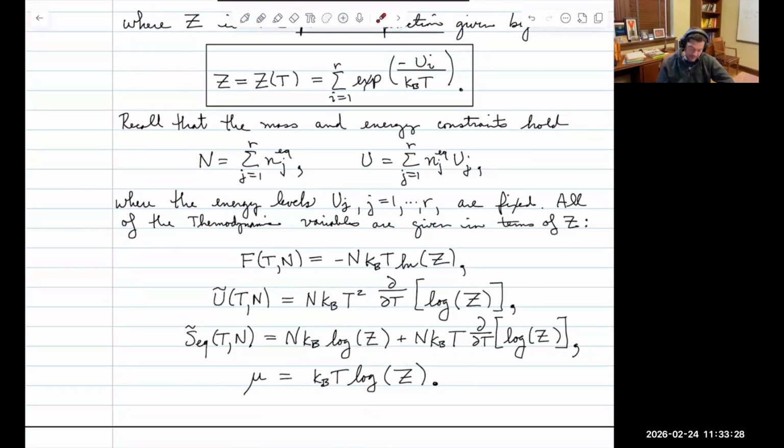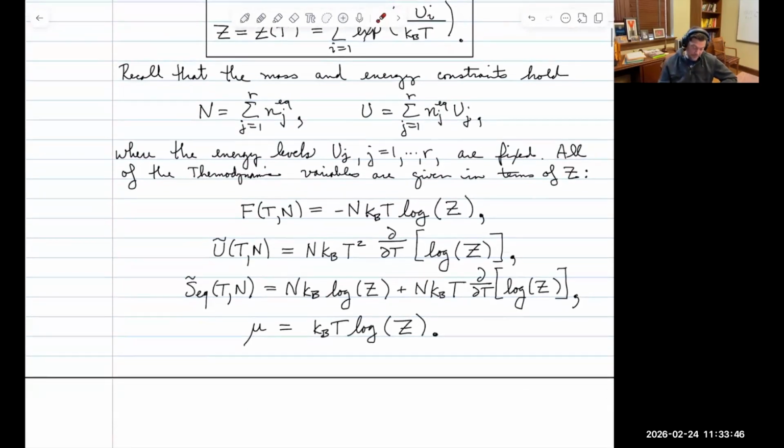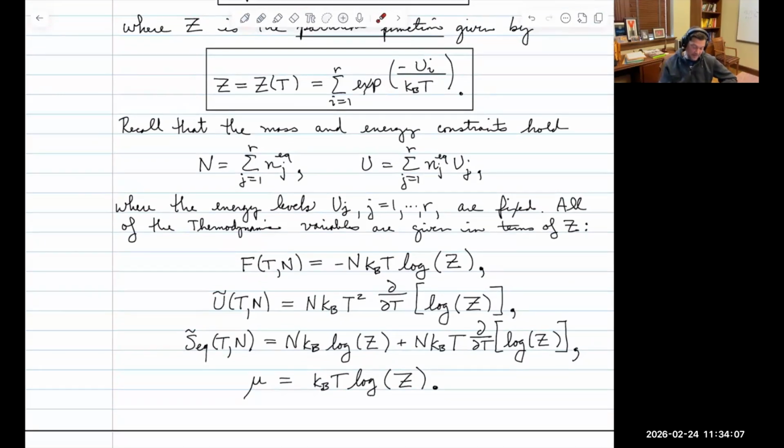But it's important that if we're applying, I found a mistake here. It should be log. I'm writing log for the natural log instead of ln. Okay. Again, so the total energy can be written in terms of the partition function. The free energy can be as well. And the equilibrium entropy can be written in terms of the partition function. Remember again, the partition function is a function, at least in this case, of the temperature, just the temperature.